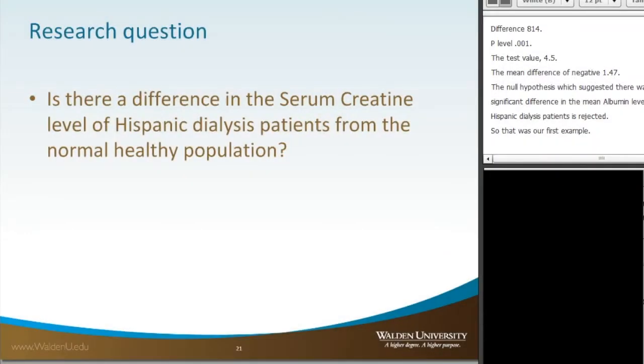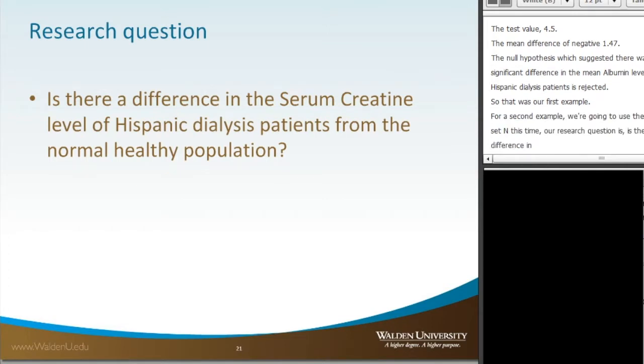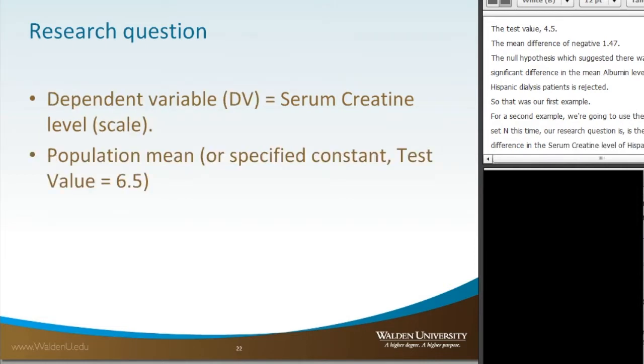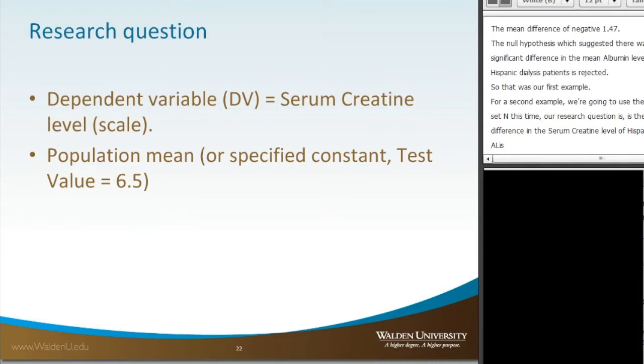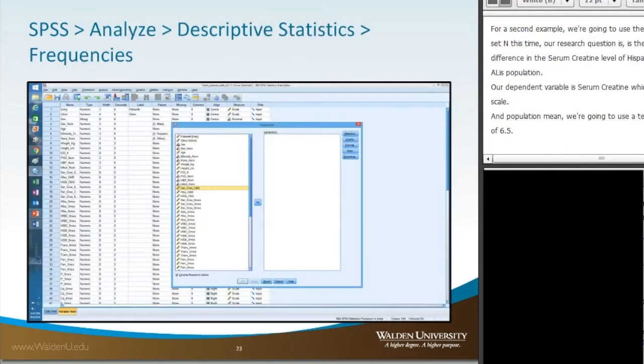And for our second example, we're going to use the same data set, but this time our research question is: is there a difference in the serum creatinine level of Hispanic dialysis patients from the normal healthy population? Our dependent variable is serum creatinine level, which is on a scale, and for the population mean, we're going to use a test value of 6.5. We'll go through again and check to see if we have any outliers.